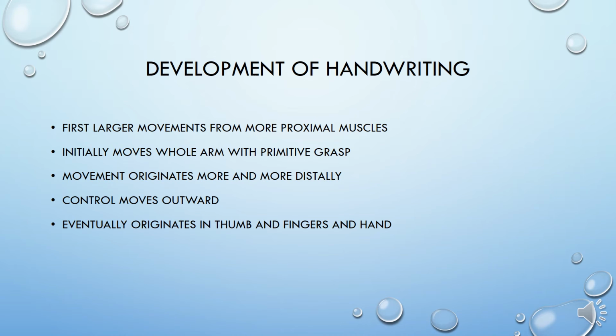So, the development of handwriting. First, children are going to use larger movements from the more proximal muscles. Again, this is normal development. We go from proximal to distal, from general to specific. You're initially going to be moving the whole arm with a very primitive gross grasp, and then the movement is going to originate more and more distally. The control moves outward, just like all other normal development. We go proximal to distal. Eventually, the movement is going to originate in the thumb and fingers of the hand.